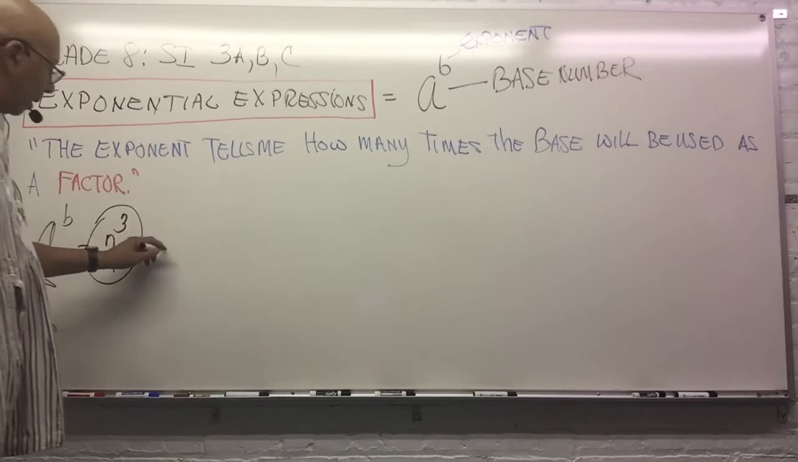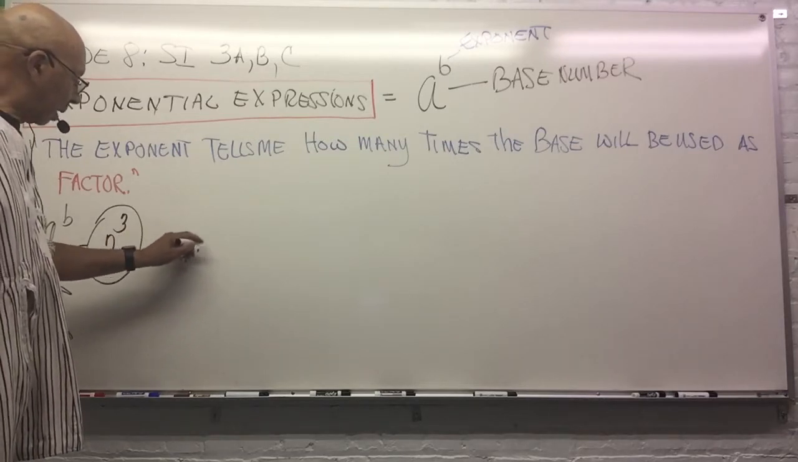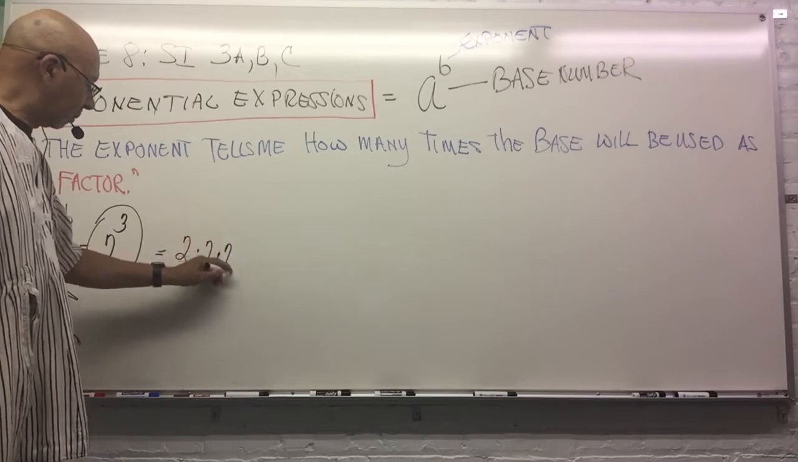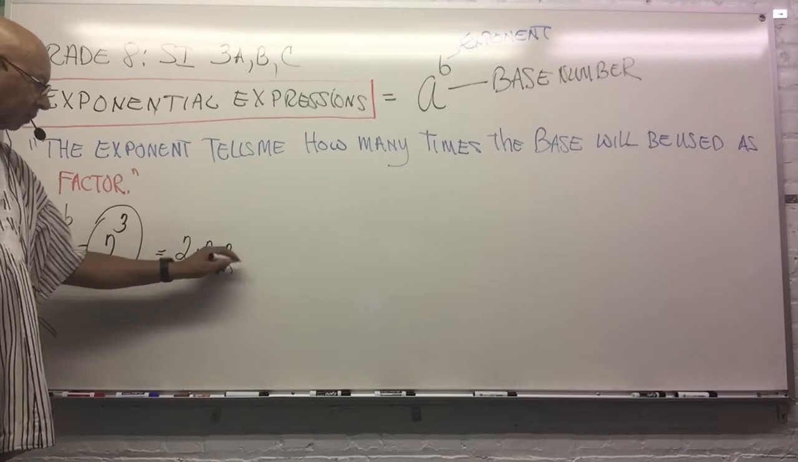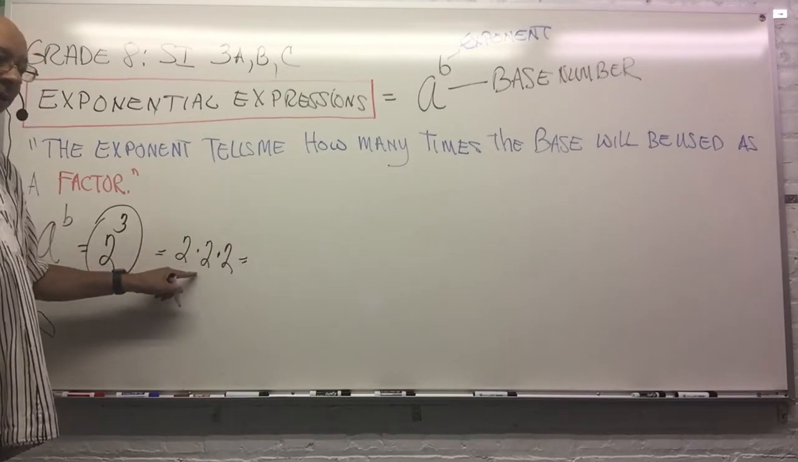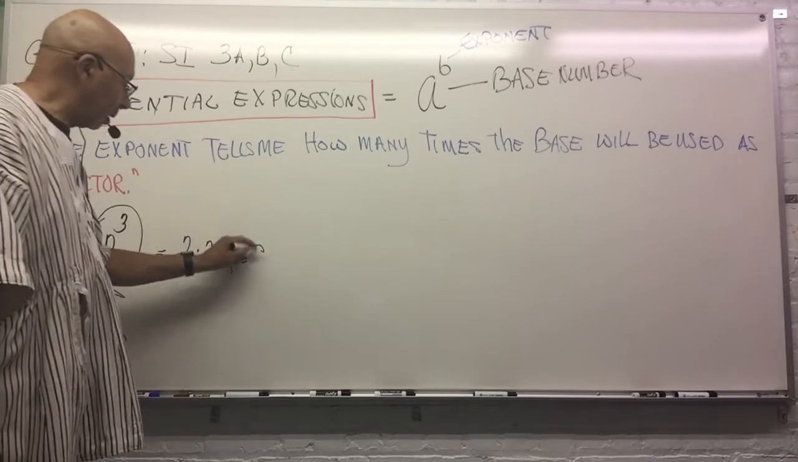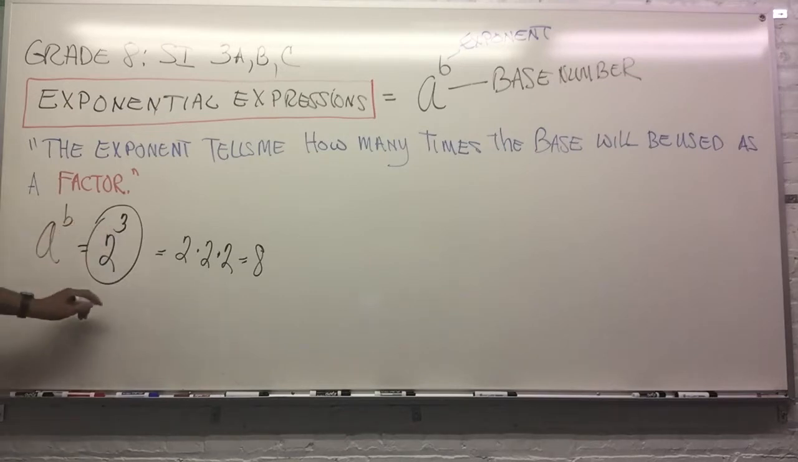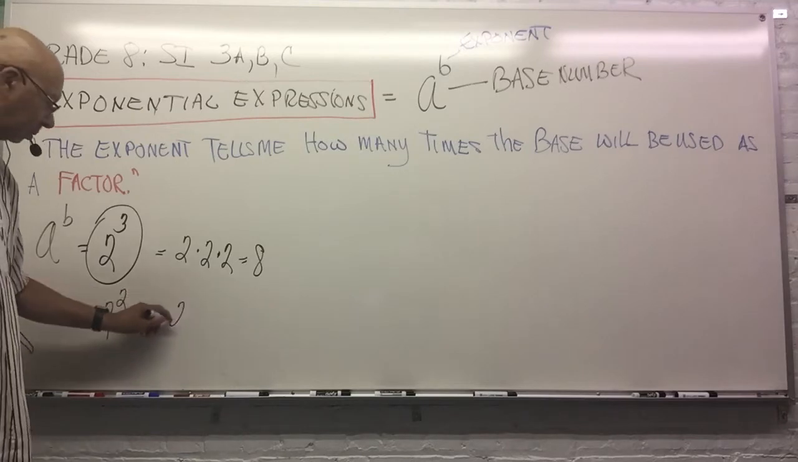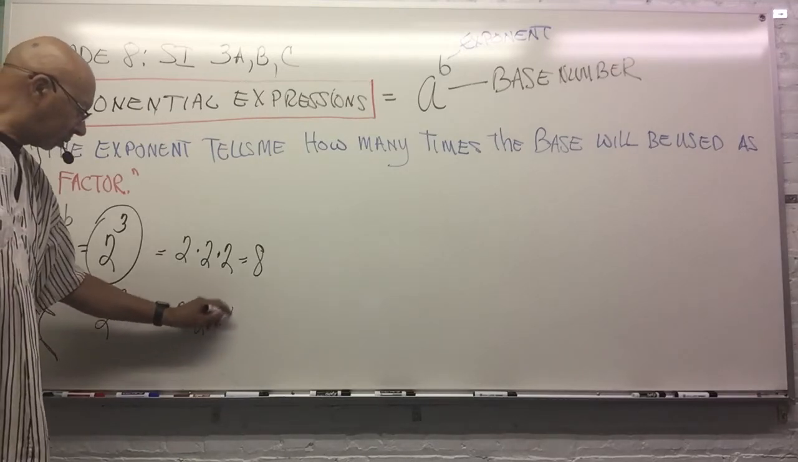So what does that look like? It's 2 times 2 times 2. So the number 2, the base number, is used as a factor 3 times. 1, 2, 3. So I multiply 2 times 2 is 4, and that 4 times 2 is 8. So 2 to the third power equals 8, because 2 will be used as a factor 3 times. So what would this mean? 2 squared. It means that 2 is used as a factor 2 times. 2 times 2 equals 4.